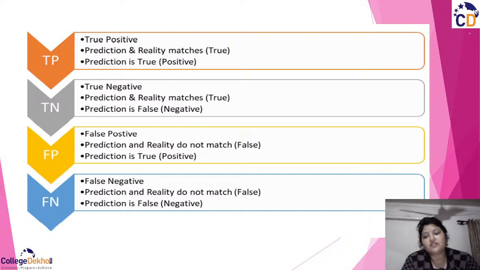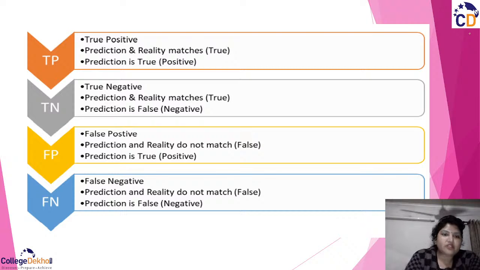You can refer to my previous session where I explained how these values are derived, how you get the true part, the positive part, the negative part, and the false part. I'm just giving a recap of that. You get the false part when your prediction and reality are not matching. And when your prediction and reality match, you will be getting the true values. So true means your prediction and reality match, and when they do not match, it is a false value, right?